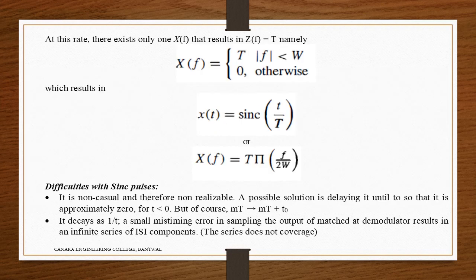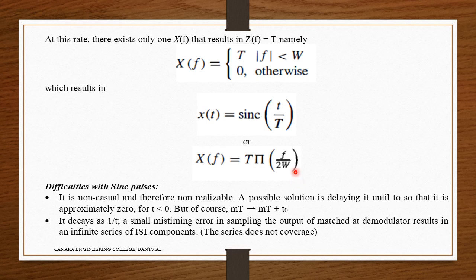So here what we can say is that at this rate there exists only one X(f), and that results in Z(f) equal to T, namely X(f) equal to T for |f| less than W, and 0 otherwise. Which results in x(t) equal to sinc(t/T), or x(t) equal to sin(πt/T) divided by πt/T, with T equal to 1/2W.